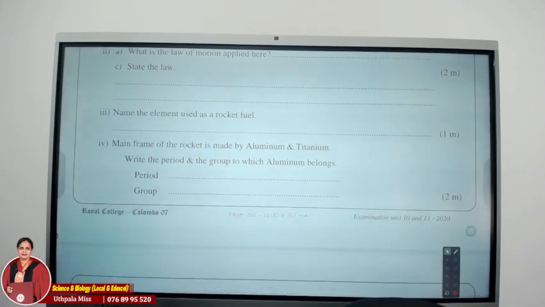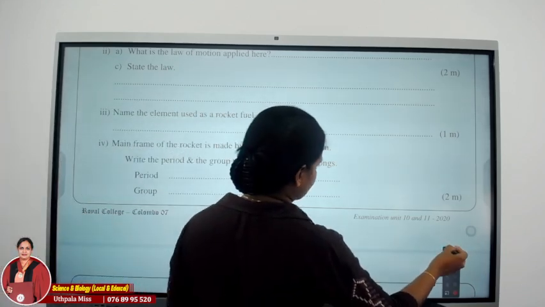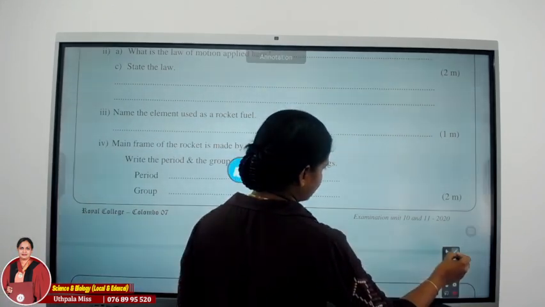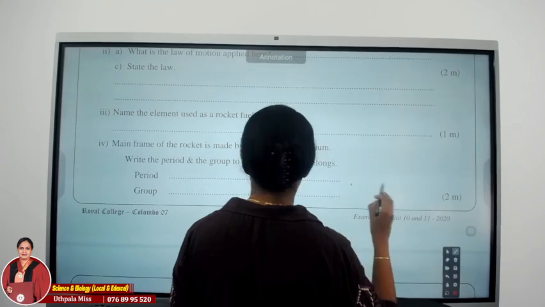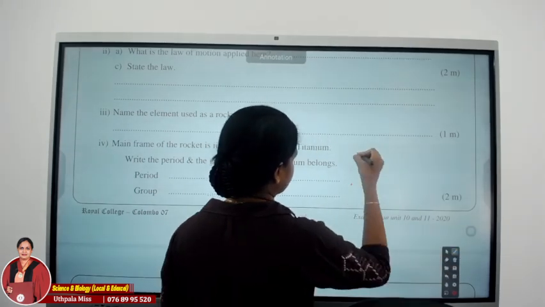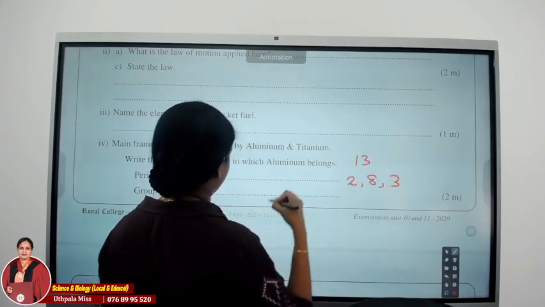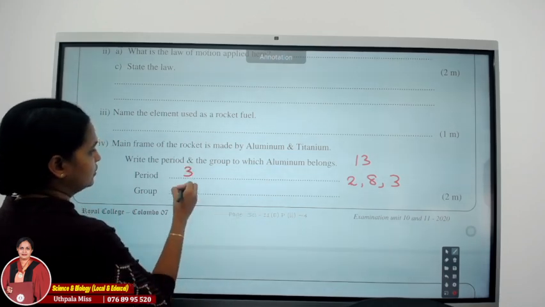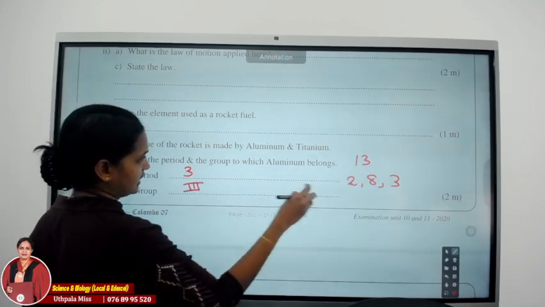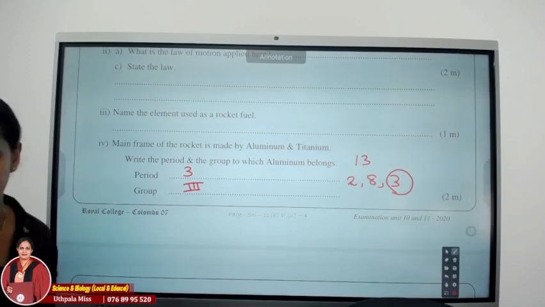Main frame of the rocket is made by aluminium and titanium. Write the period and the group to which aluminium belongs. So aluminium, the atomic number is 13. So its electronic configuration is 2, 8, 3. So it belongs to period 3 and group 3 since it has 3 valence electrons. Period 3, group 3.